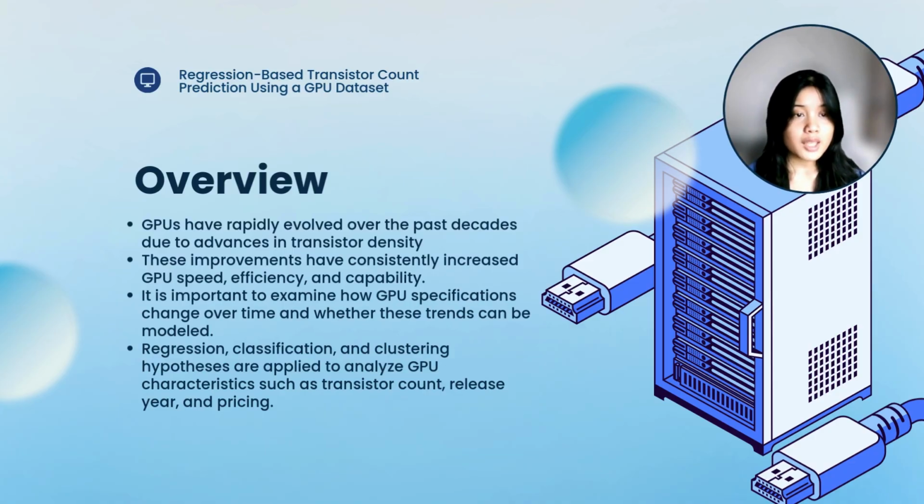Because of this rapid growth, it becomes important to look at how GPU specifications change over time and whether these trends can actually be modeled mathematically. For our study, we use a GPU dataset that covers models released from 1986 up to 2026. Using regression, classification, and clustering techniques, we examined key characteristics such as transistor count, release year, and pricing. Through this analysis, our goal is to identify patterns that can help predict future performance trends, classify GPUs into different market segments, and reveal natural groupings that appear across multiple GPU generations.